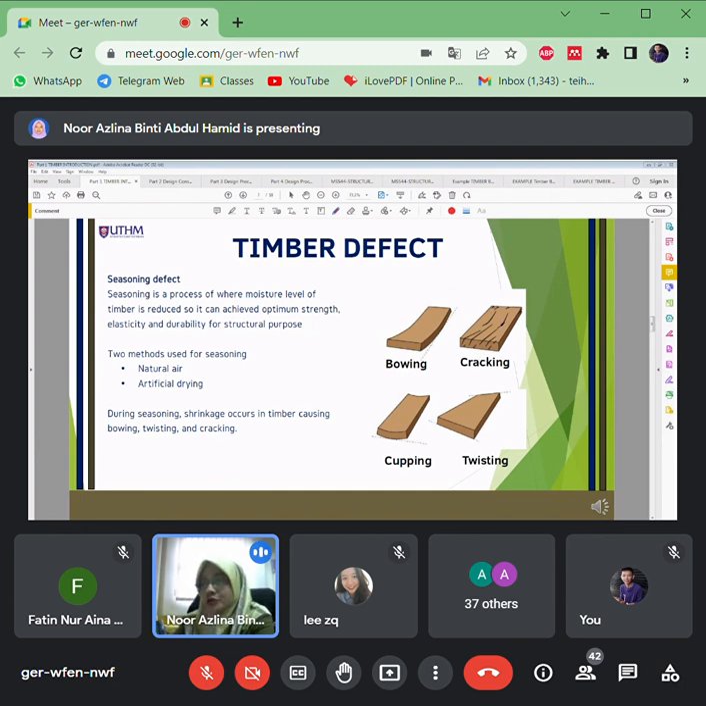So that means during the seasoning process or during the drying process, timber will experience this kind of defect, either serious or not. So might have bowing here, cracking, cupping, and also twisting, which can affect the strength of the timber.